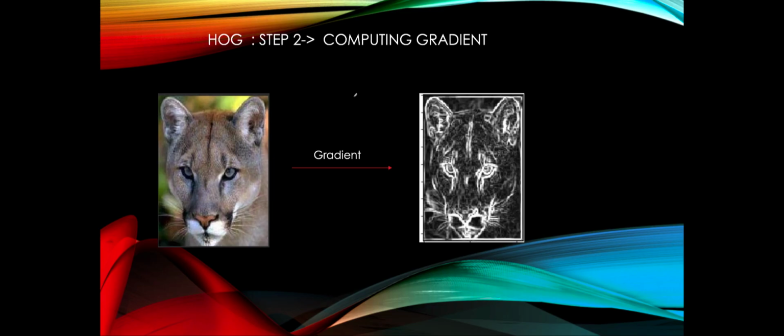So why compute the gradient? If you take a look at this cougar image, there is a lot of information which we really don't need, right? For example, if you see all this background, it is not really conveying any information. So what we do is we compute a gradient, right? A gradient is nothing but a directional change in the image intensity.